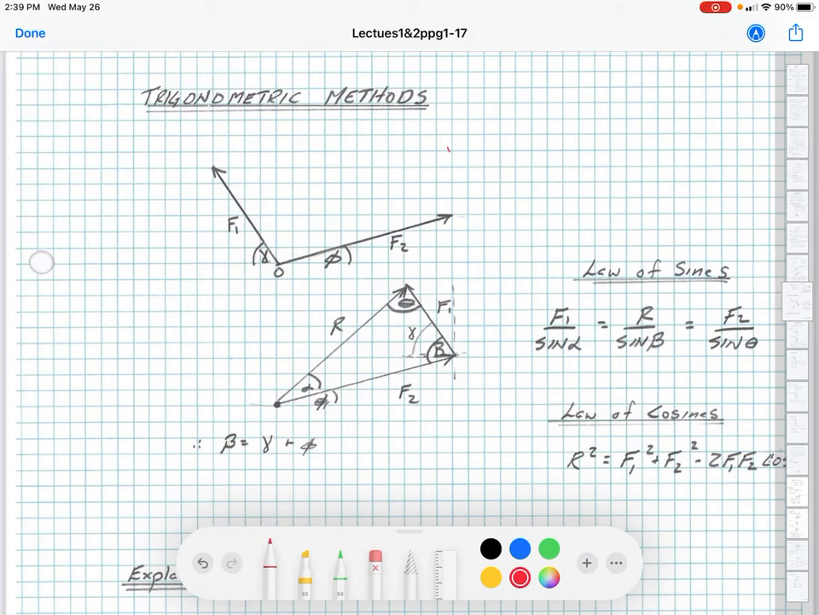So we get some other names. We call this angle between F2 and the resultant, we call that alpha. Just give it that name. And then we're calling this theta, which is the angle between the resultant force and F1. The reason we're giving these all names is because we're going to use the law of sines and the law of cosines to solve for this. So this is actually like R1,2, because it's the resultant of vector 1 and vector 2.